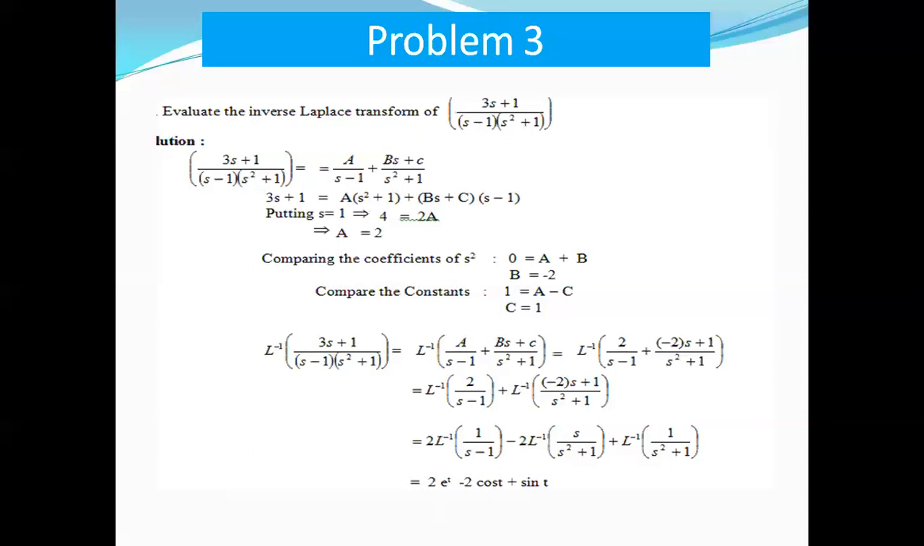After substituting the a, b and c values, we split the term like 2 into L inverse of 1 by s minus 1, minus 2 into L inverse of s by s square plus 1, plus L inverse of 1 by s square plus 1.